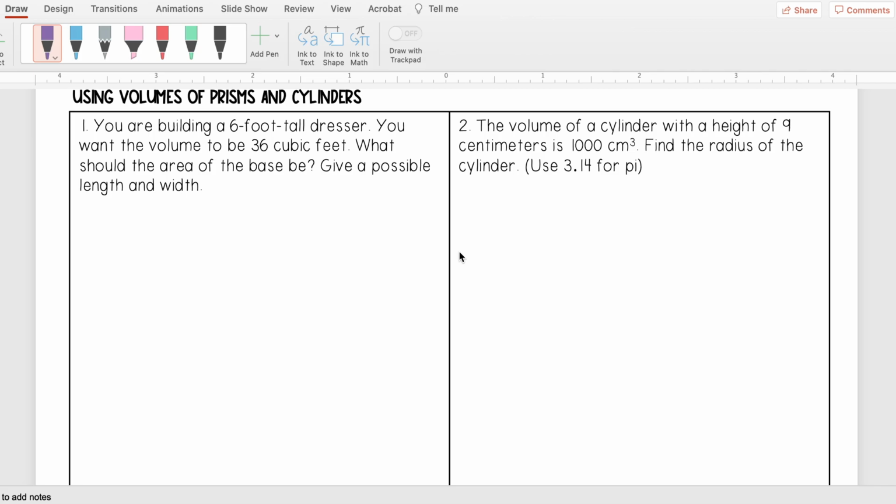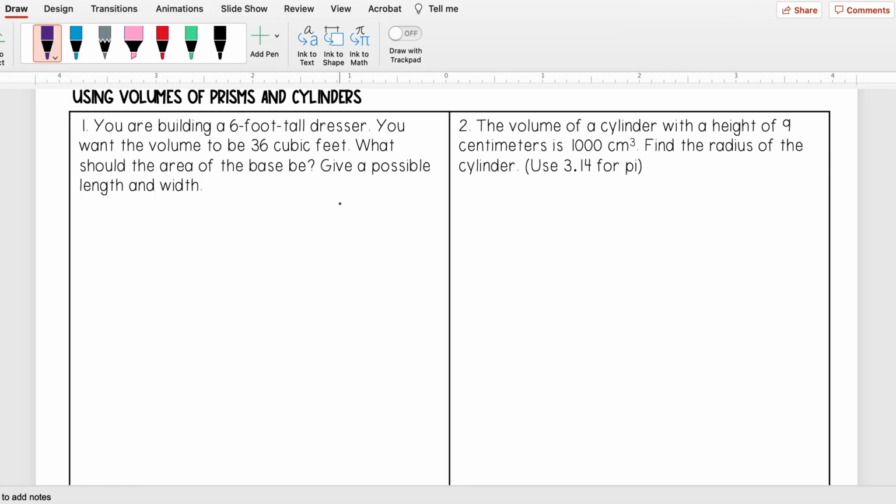In this video, we'll be looking at using volumes of prisms and cylinders to find missing measurements. So looking at number 1, it says you are building a 6-foot tall dresser. You want the volume to be 36 cubic feet. What should the area of the base be? Give a possible length and width.